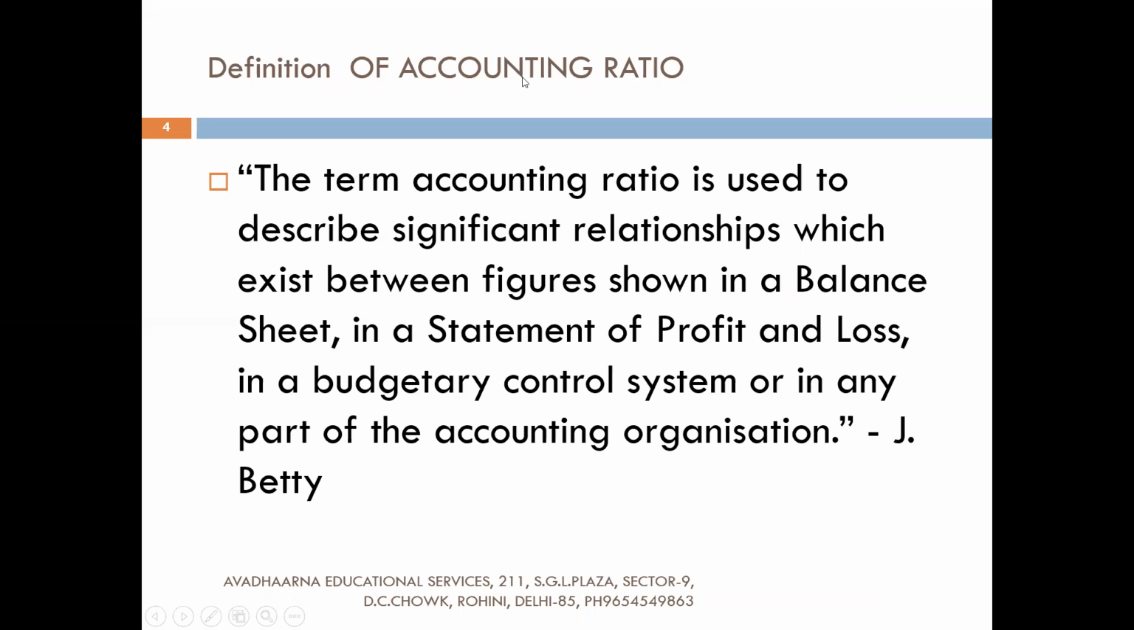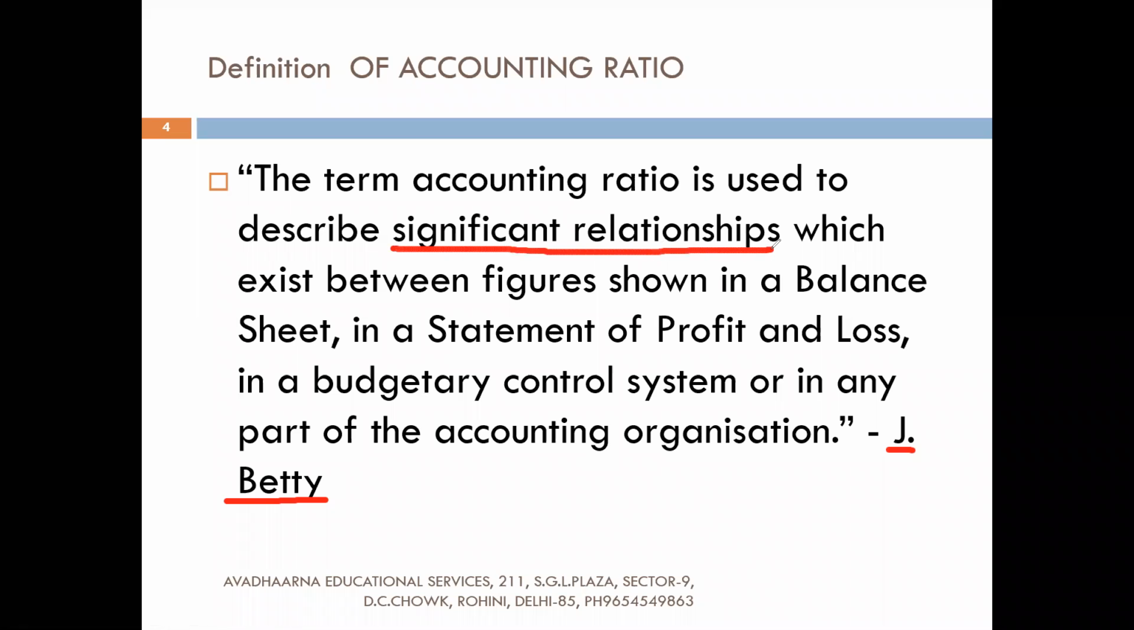Now, this is one of the famous definitions of accounting ratio, which is given by J. Betty. It says, the term accounting ratio is used to describe significant relationships which exist between figures shown in a balance sheet, in a profit and loss account, or statement of profit and loss in case of a company, in a budgetary control system, or in any part of the accounting organization.